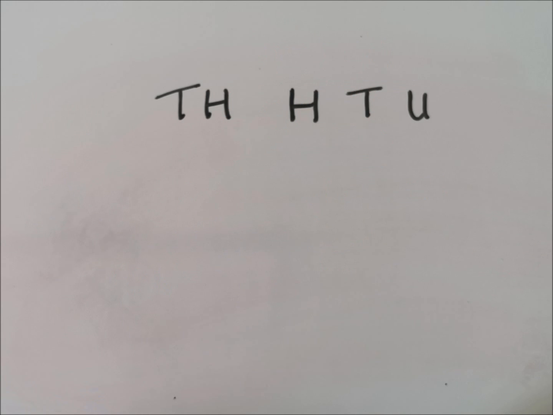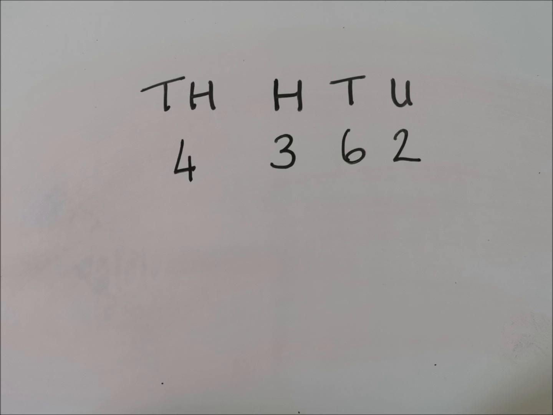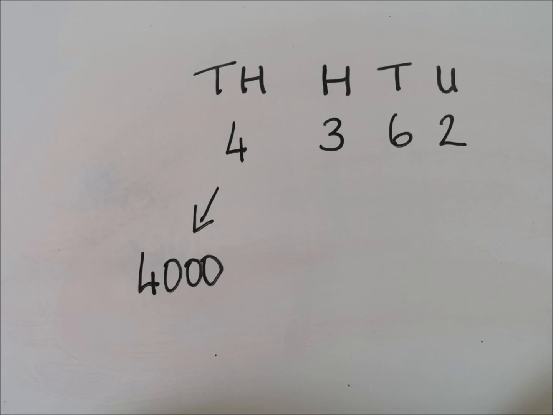If we take it to the next level, we can add in a next column. So we've got our hundreds, tens and units there, but beside the hundreds I've added in another column which we call the thousands column. So if we had a number like this, we would call this number 4,362. So because the 4 is in the thousands column, it is worth 4,000.